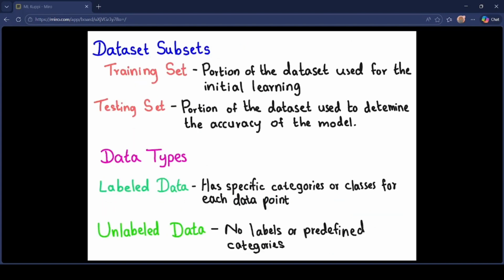Then we have two main subsets of the data. Now that we have gathered a huge amount of data, a big data set, we are not going to feed the entire data set into the model for training. What we do is split the data set into two parts, the training set and the testing set. The training set is fed into the model for learning. The data and information taken from this training set is what the model learns on. Then we have the testing set. This testing set is a portion of the same data set that we are going to use to evaluate the model, to check the accuracy of the model, to see how well the predictions happen. So to evaluate the model, we use the testing set.